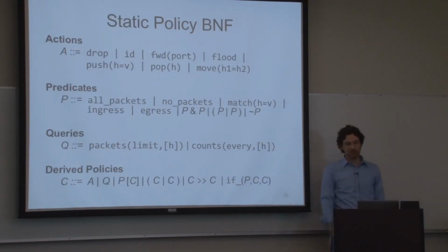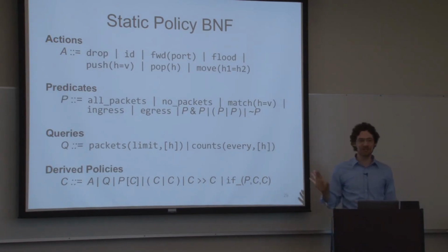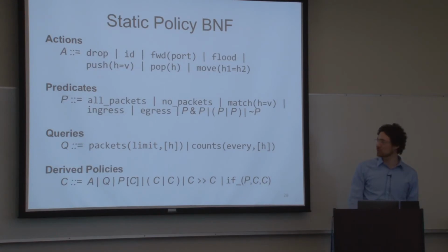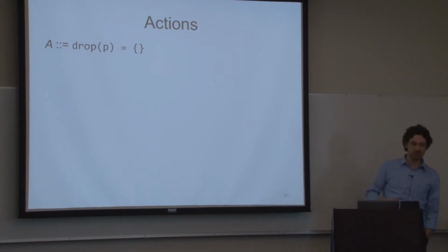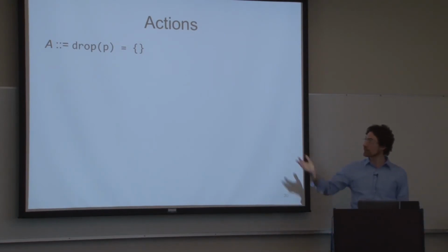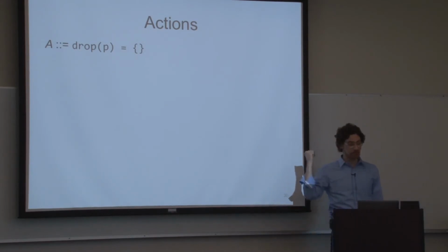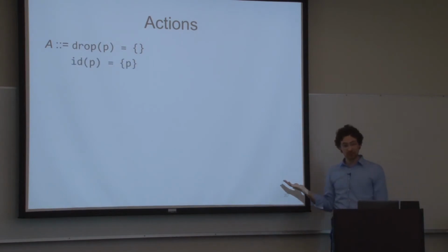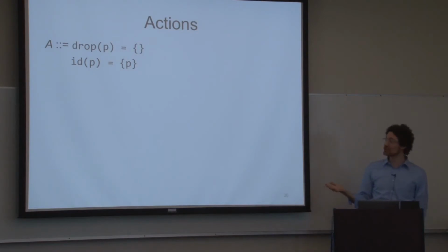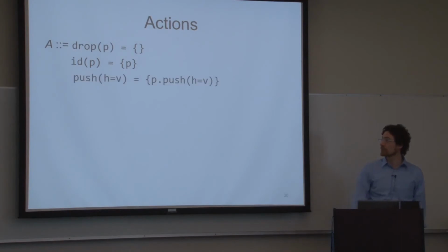The entire static Backus-Naur form is up in front of you, and I don't want to overwhelm you with the details, so we're going to go through each of these one by one. The first piece is these actions. You've already seen forward. I'm now going to show you drop, which is very simple: you take a packet in, and you return an empty set, nothing there. We've also got an identity function, which will prove very useful later on, that takes a packet and produces a singleton set with the same packet.